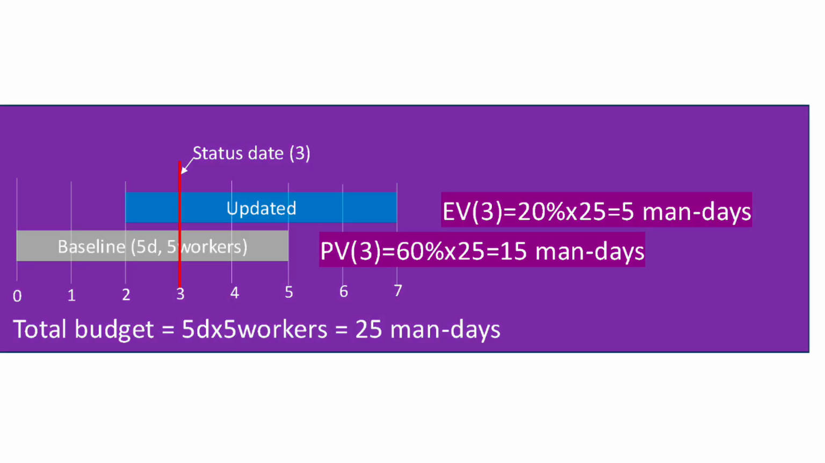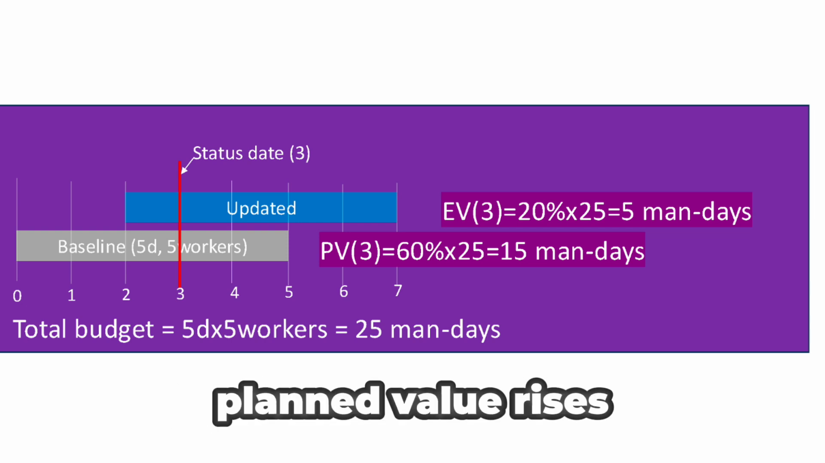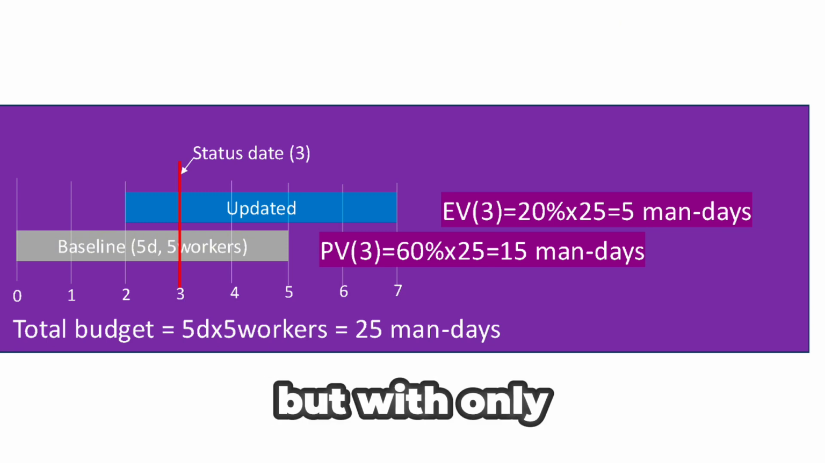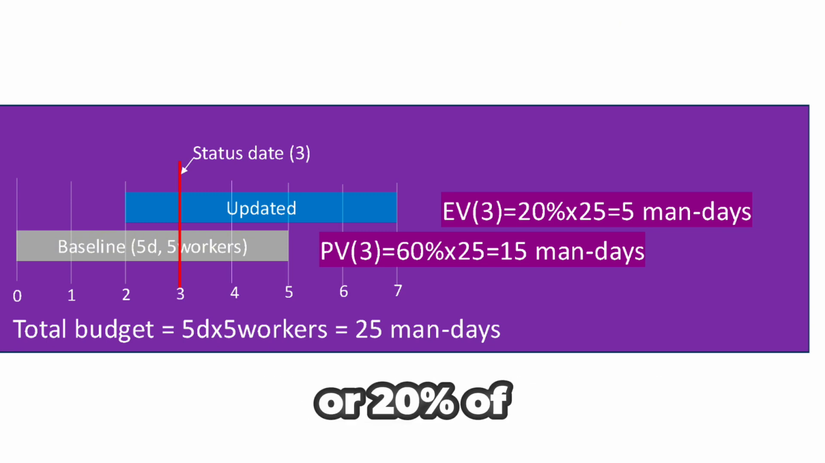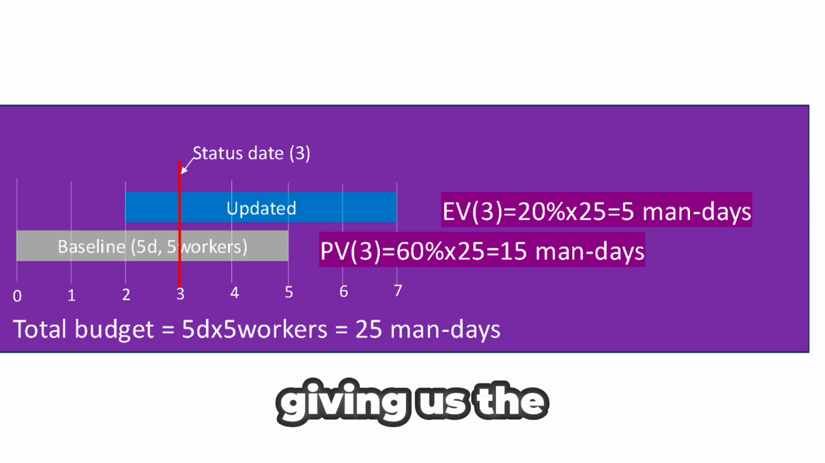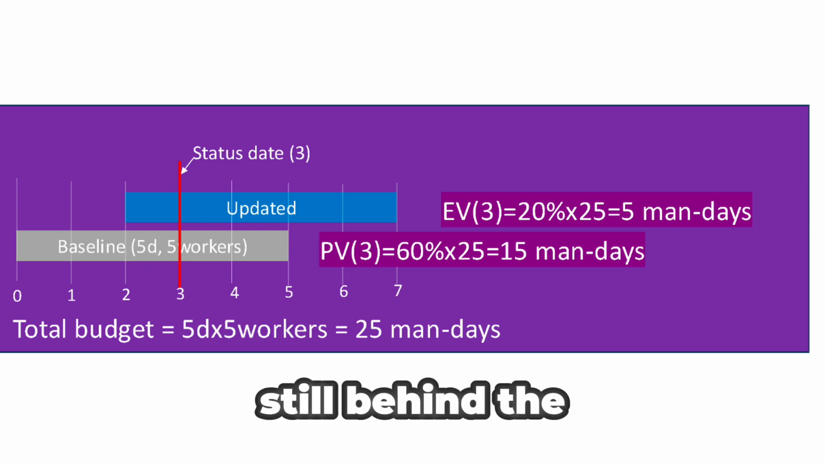On day 3, the crew finally got to work. By now, the schedule says 3 days of work should be done. That means the planned value rises to 15 man-days, or 60% of the total budget, but with only 1 day of actual work completed, or 20% of the total task. Thus, we only earned 20% of the total budget, giving us an earned value of 5 man-days. We've made a start, but we're still behind the plan.